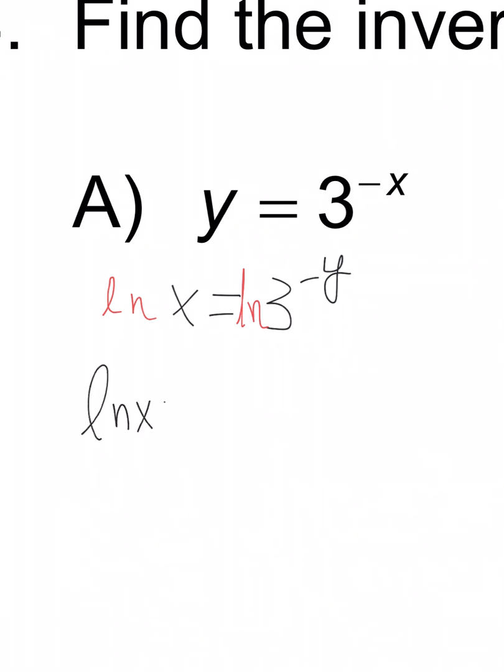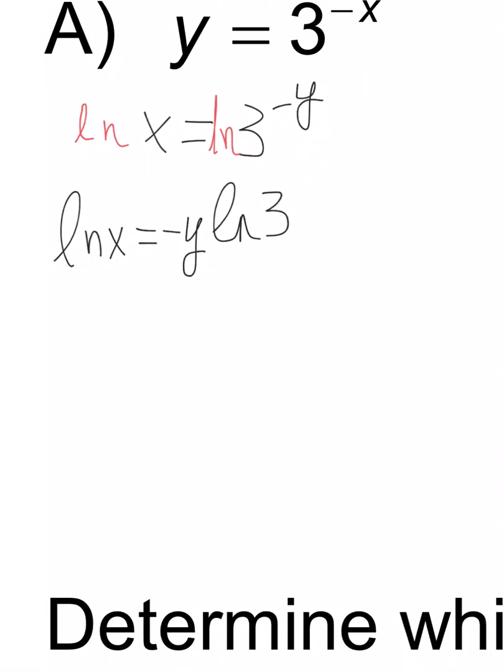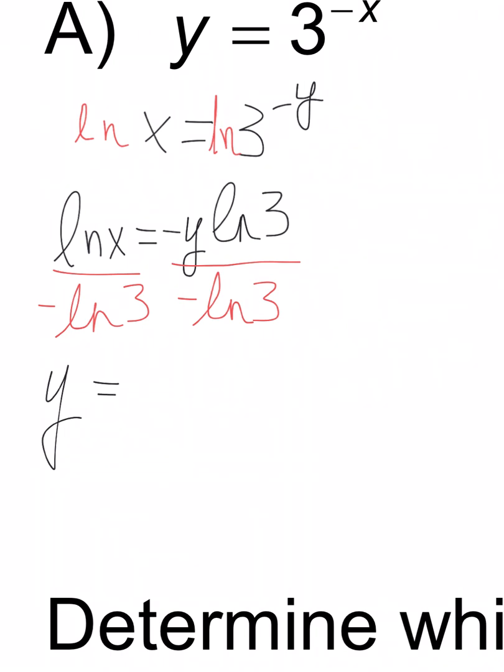So now we rewrite. I have natural log x equals the negative y comes in front, natural log 3. And now our goal is to solve for y. We need to get rid of the negative, so we divide by negative natural log 3. You can think of the negative out front as a negative 1. Rewriting with y on the left-hand side gives us y equals the opposite of natural log x divided by natural log 3.